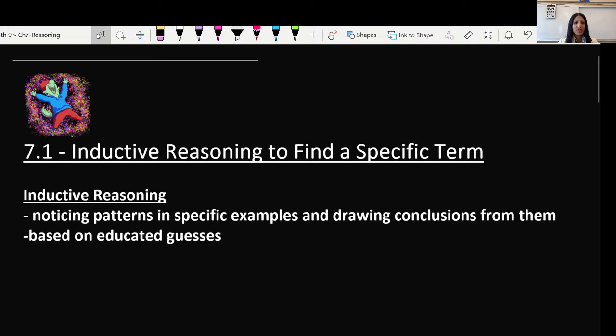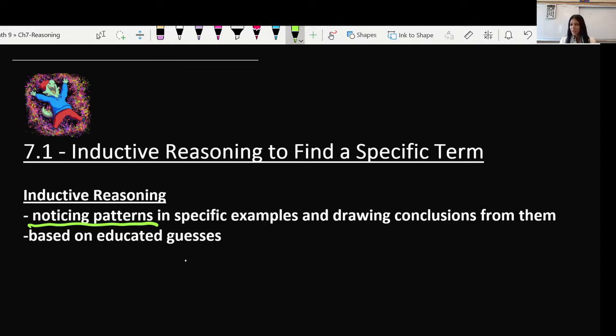Today we're doing 7.1, which is inductive reasoning to find a specific term. Basically, to simplify what this is, it's just us noticing patterns in specific examples and then using that to draw conclusions from them. In science, we would call that experimental method, and in math, we call that inductive reasoning.